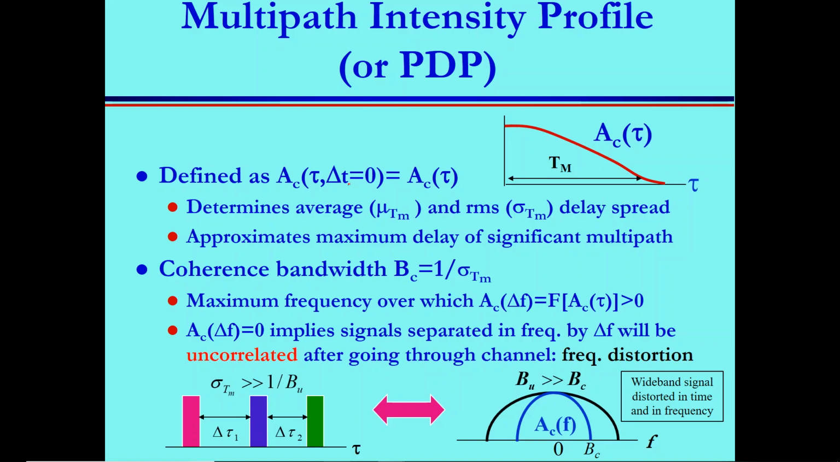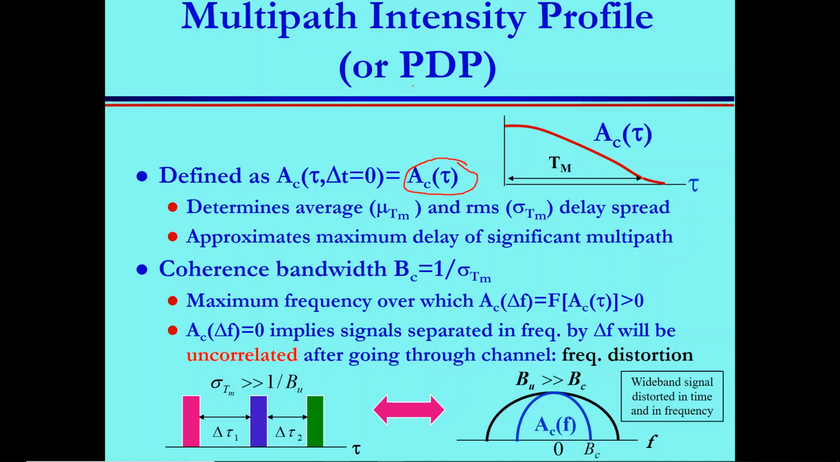It's not negative. So in this case, the autocorrelation function, if you are interested in just finding it in terms of tau, you put delta t equal to 0. If you want to get just the delay spread, you assume that you don't have variation in time. If you don't have variation in time, you don't have Doppler spread, then you are focusing only on the delay spread. Autocorrelation of tau when delta t is equal to 0 reduces to this form, and this determines the average and RMS delay spread.